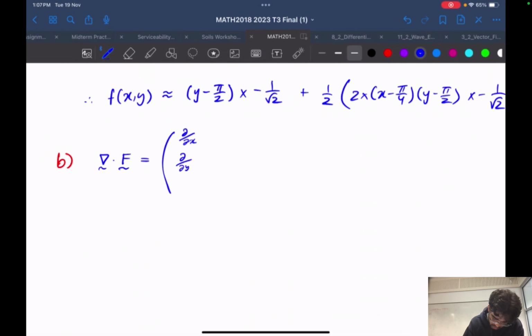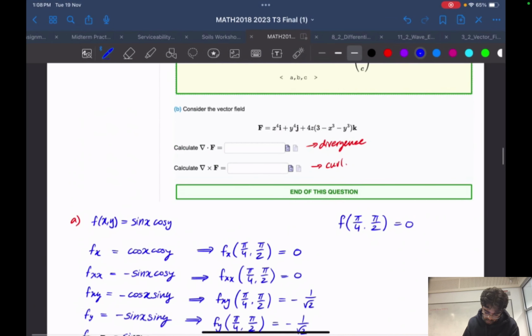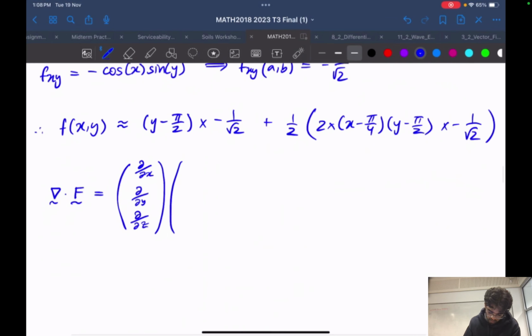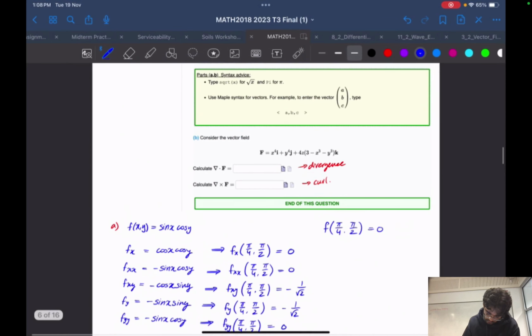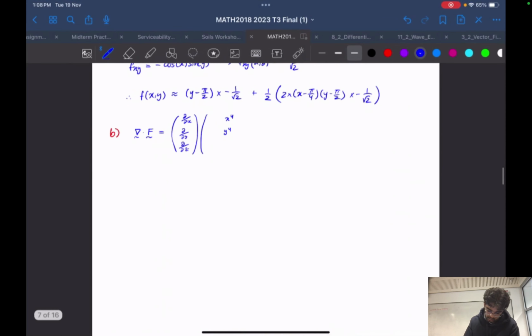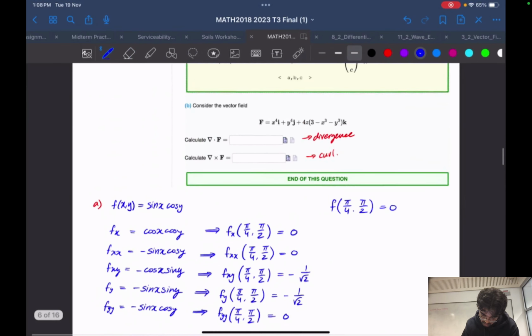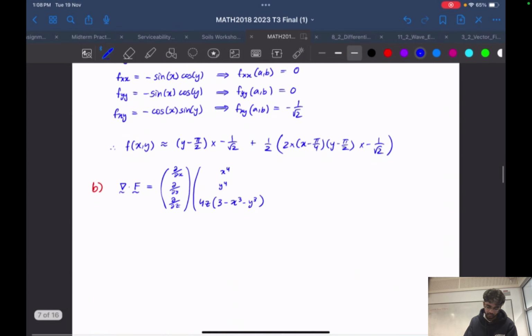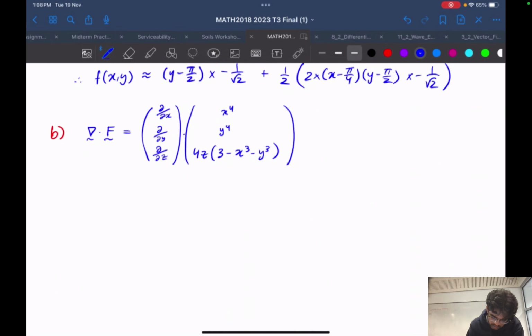This is y, and this is for z. What do we have? x to the 4, y to the 4, and then 4z(3 minus x cubed minus y cubed). Let me check if that's correct. Yep, x cubed minus y cubed. Okay, so if you want to dot product this, you can just expand it out.